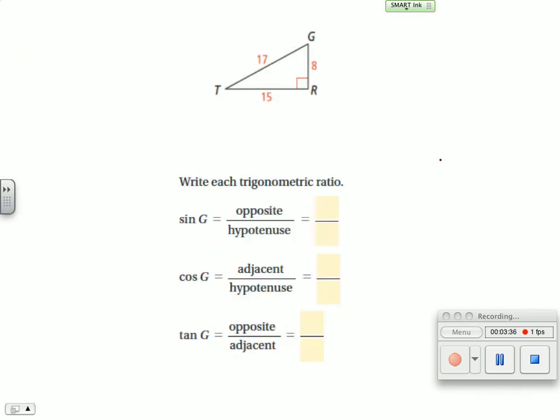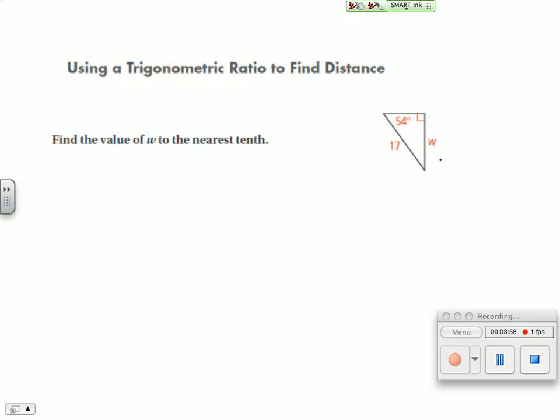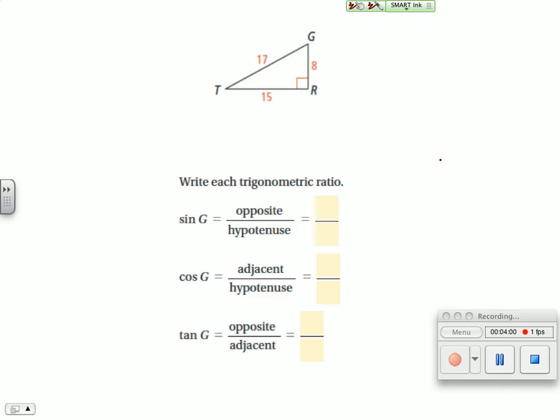All right, so how do we write trigonometric ratios? Let's trip over that word all the time. So we're going to write each trigonometric ratio for our triangle GRT. So the sine of G, we're dealing with this right here. We're looking at angle G. The opposite is 15 over the hypotenuse, 17. So the sine of G is the ratio of 15 over 17.